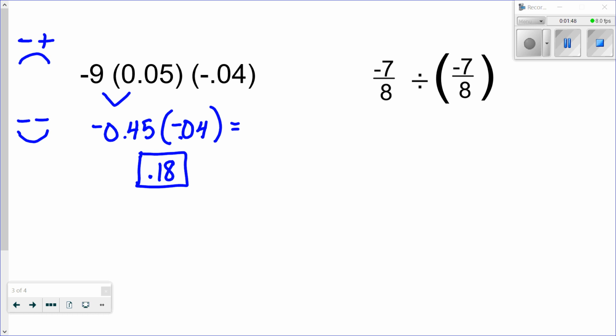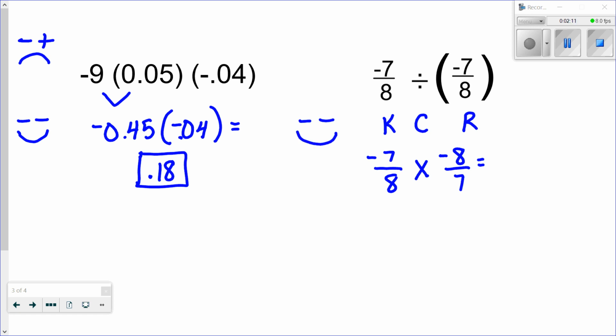If I look at -7/8 divided by -7/8, again, don't forget the rule for dividing fractions is keep, change, reciprocal. So I have -7/8 times, the reciprocal is -8/7. Again, I have a negative times a negative, so my face is happy. It's going to be a positive answer. -7 times -8 is positive 56 over 8 times 7 is 56, and 56 over 56 reduces to 1 whole. So the answer for that problem is 1.